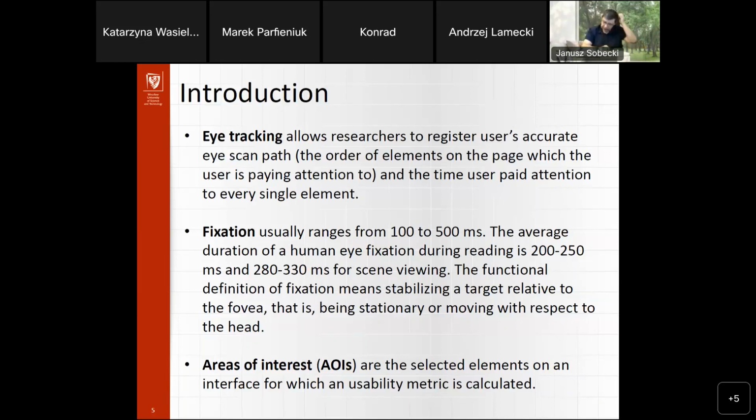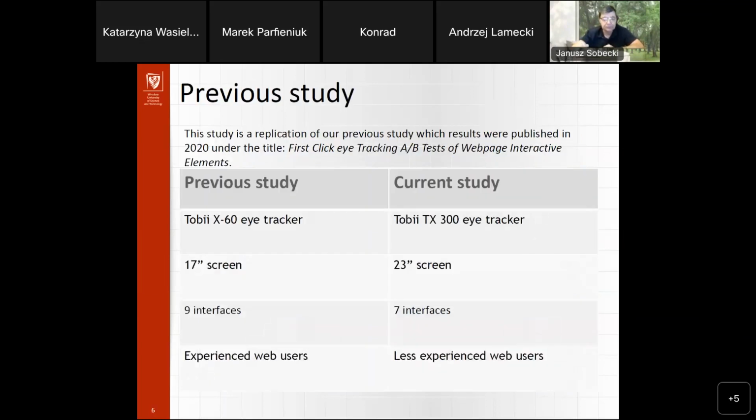And also in eye tracking, we are using the notion of areas of interest. It is a selected element of an interface, for example, a button or an image or a section, for which a usability metric is calculated.